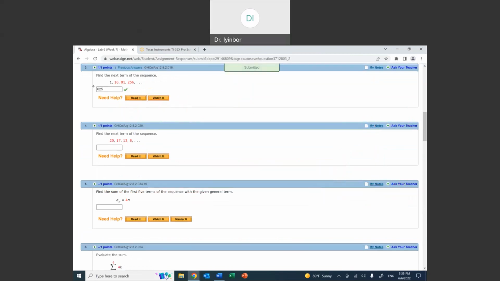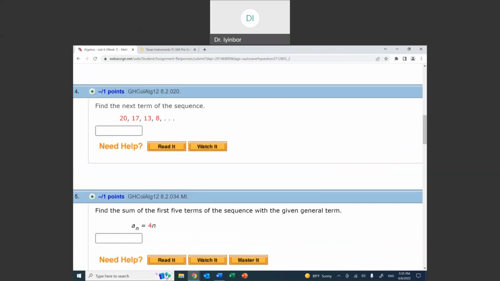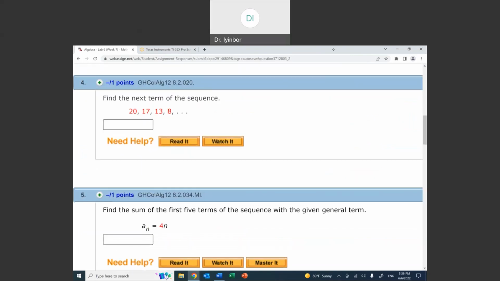Now, the next one is the same way. We have another sequence, but this is a little easier. Because the sequence is decreasing, the numbers are getting smaller and smaller. From 20 to get 17, what do you do? You subtract 3, right? From 17 to 13, you subtract 4. From 13 to 8, what are you going to subtract? I'm going to subtract 5.